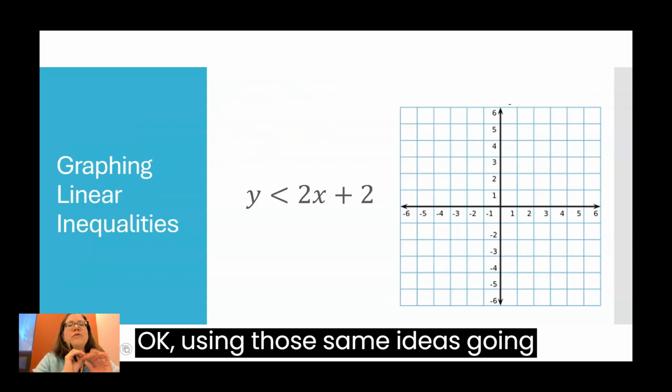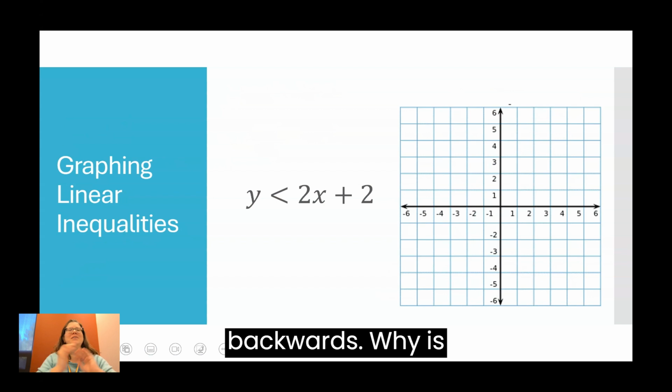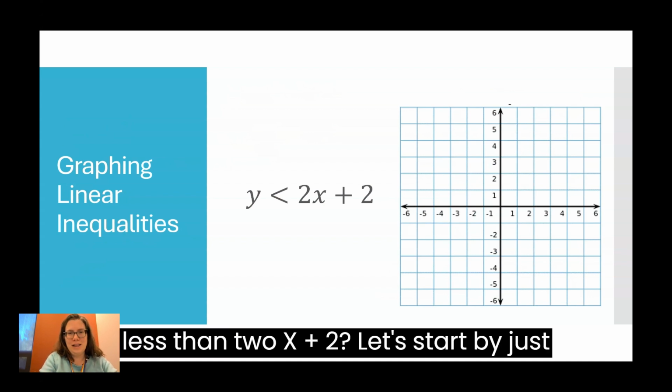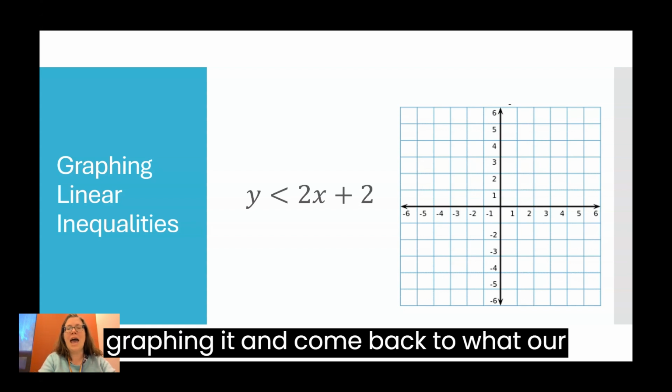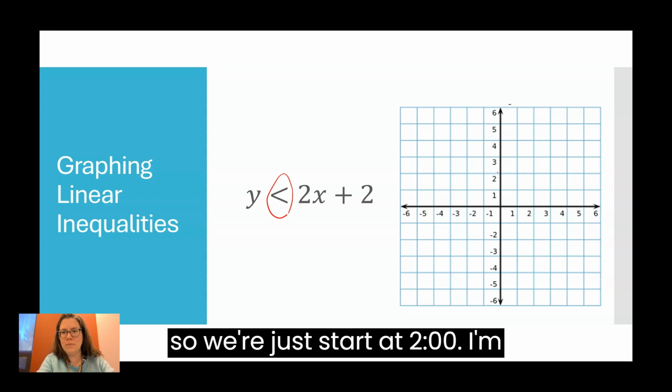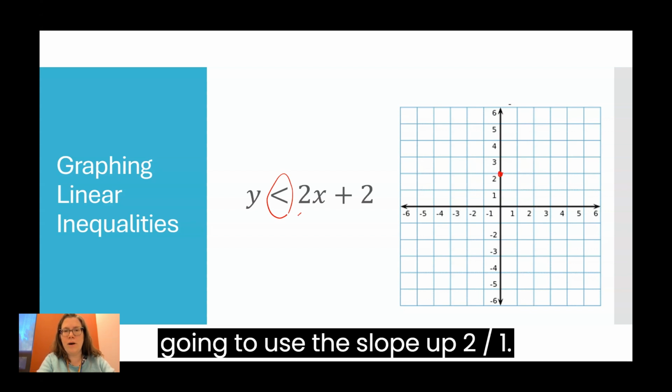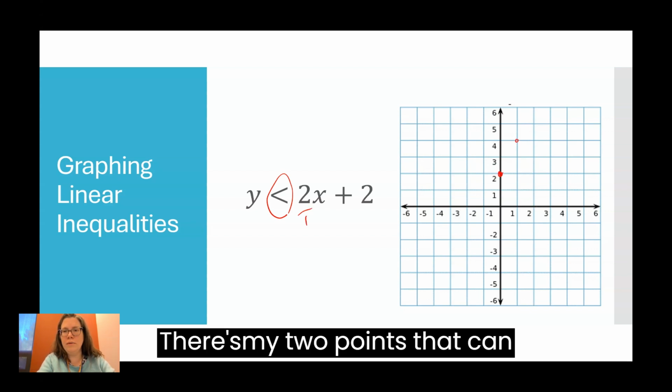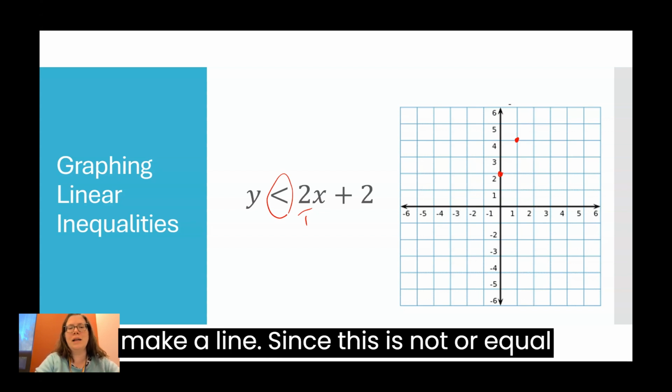Okay, using those same ideas, going backwards. Y is less than 2x plus 2. Let's start by just graphing it and come back to what our line is going to be in just a minute. Okay, so we're going to start at 2, and we're going to use the slope up 2 over 1. There's my 2 points that can make a line.